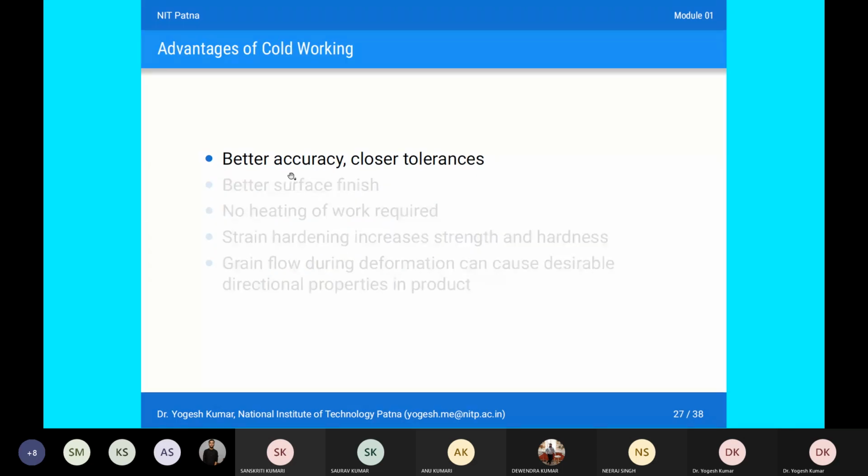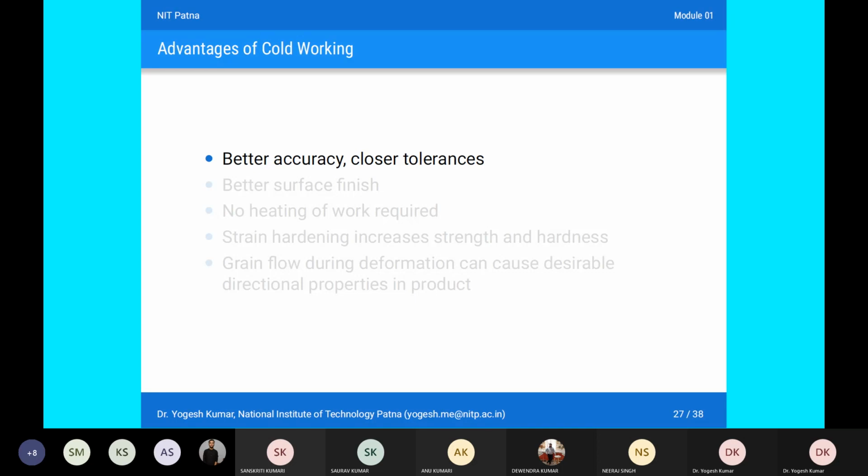Okay, so here are some listed advantages which I have listed out, because you might have studied these topics, that is cold working, warm working, and hot working, as part of your manufacturing processes. So I will quickly cover the advantages and then disadvantages of all these three types of metal forming ranges, or the temperature ranges. Okay, so the first and foremost advantage of cold working is it has better accuracy.